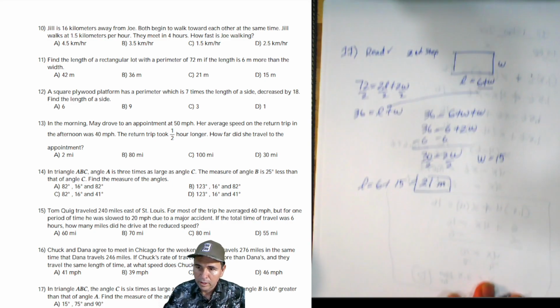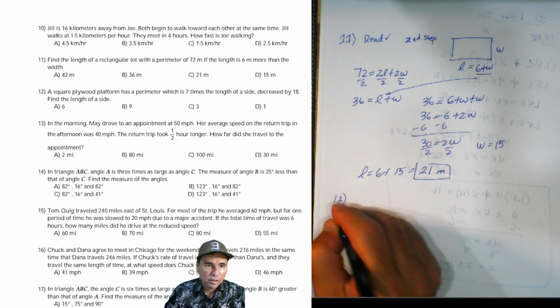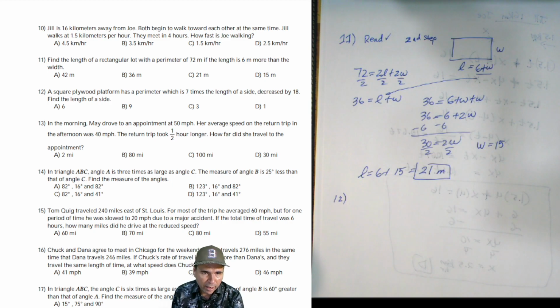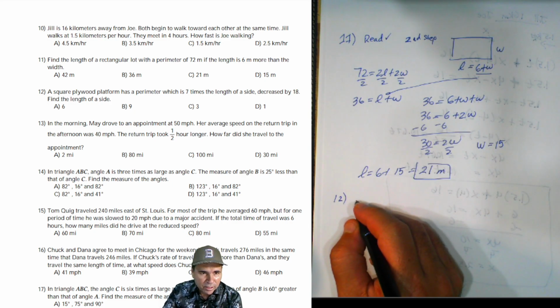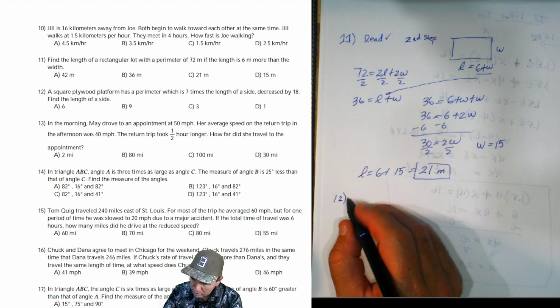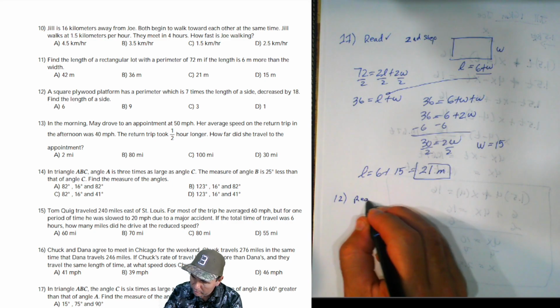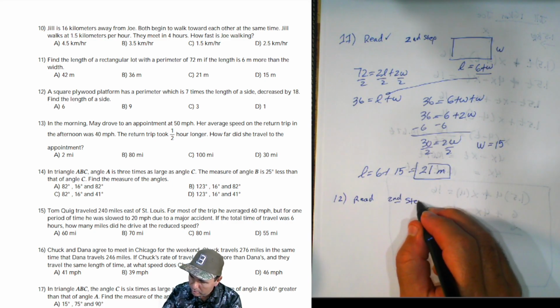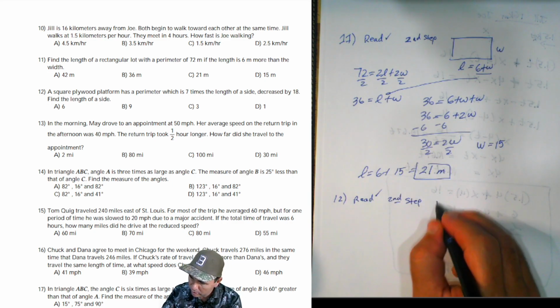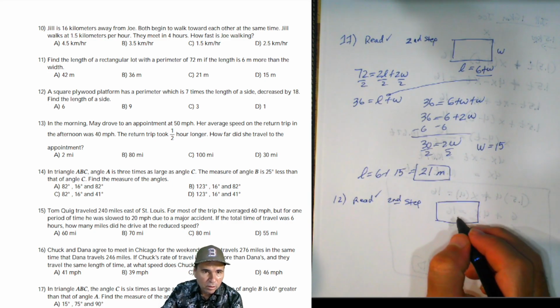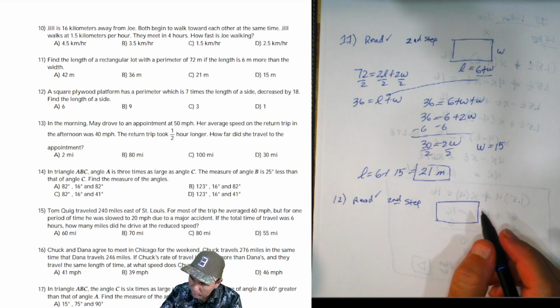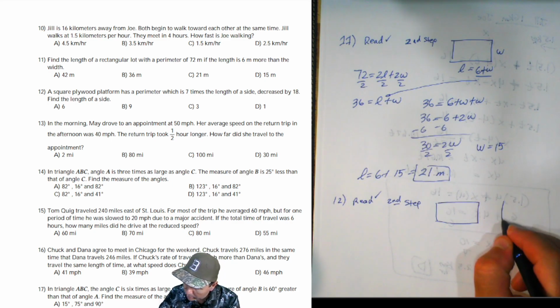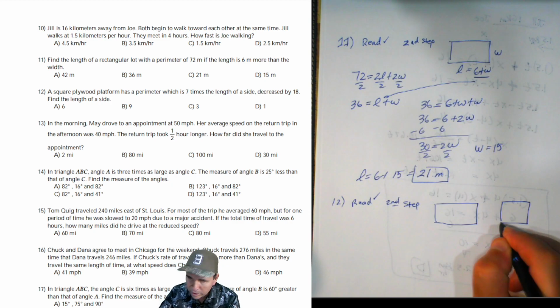Okay, let's go to number 12. A square plywood platform has a perimeter which is 7 times the length of the side decreased by 18. Find the length of the side. Okay, so we read it. Second step, we draw a picture. Oh, but it's a square plywood, excuse me, not a rectangle. It's a square. All 4 sides are equal.